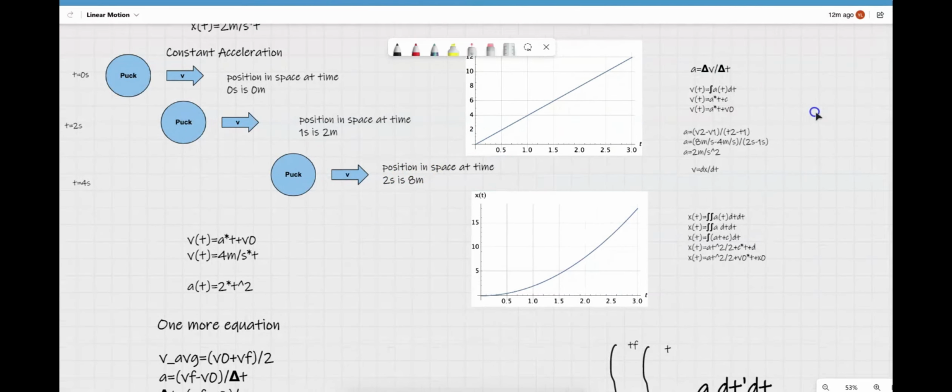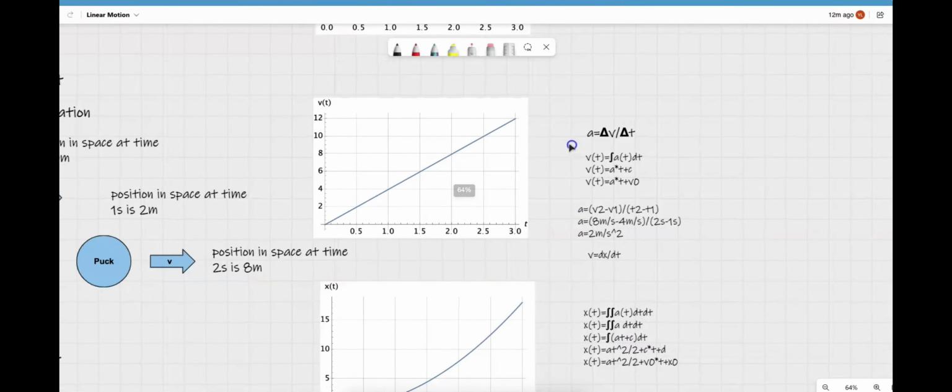In this case, the linear relationship is going to be between velocity and time, where every unit of time we're increasing our velocity. So acceleration is equal to delta v over delta t. We do the same integral equation we did before, and we find that our equation for velocity under constant acceleration is a times t plus v naught, where v naught will be our initial velocity, in this case 0.